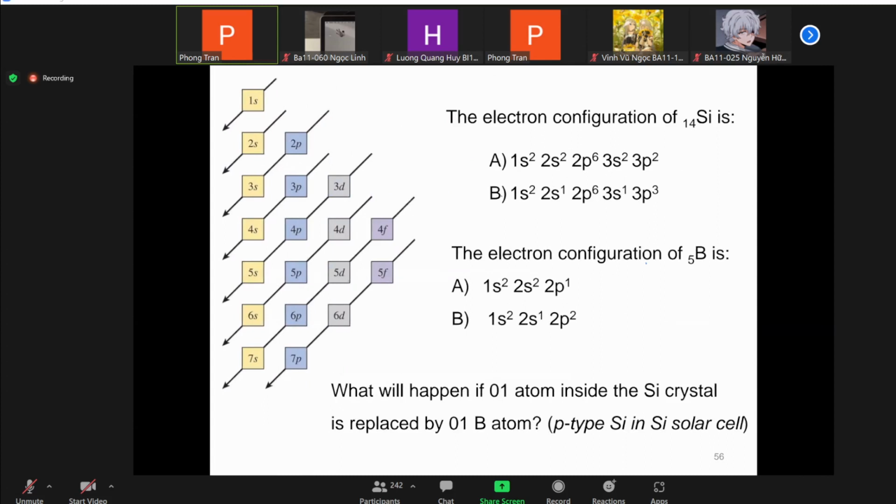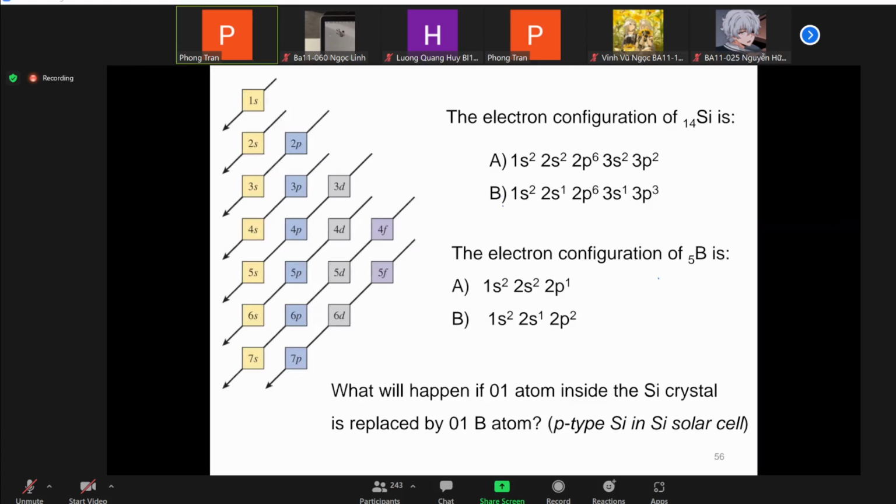Now, we can do a little bit of practice. What could be the electron configuration of silicium, A or B? I think A. So, this should be this one. And what could be the electron configuration of boron? It's also A. Okay. What will happen if one atom inside the silicon crystal is replaced by one atom of boron?